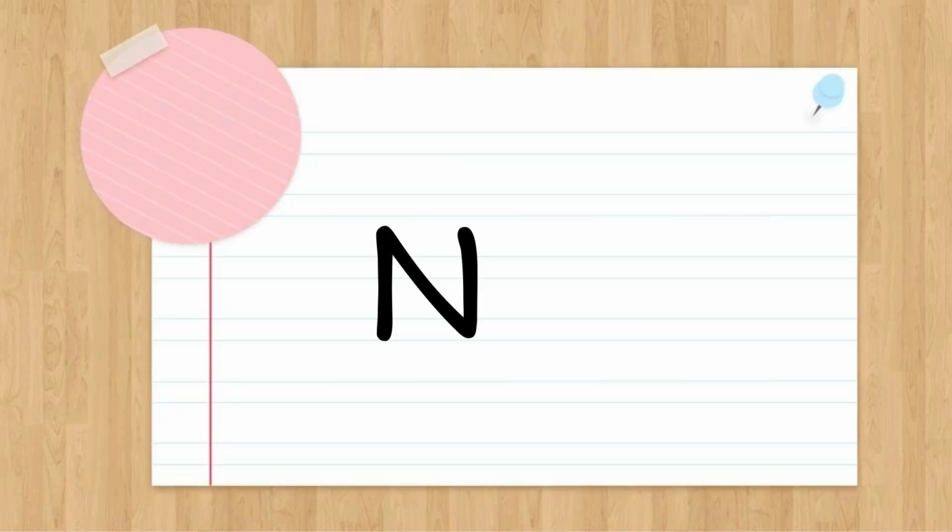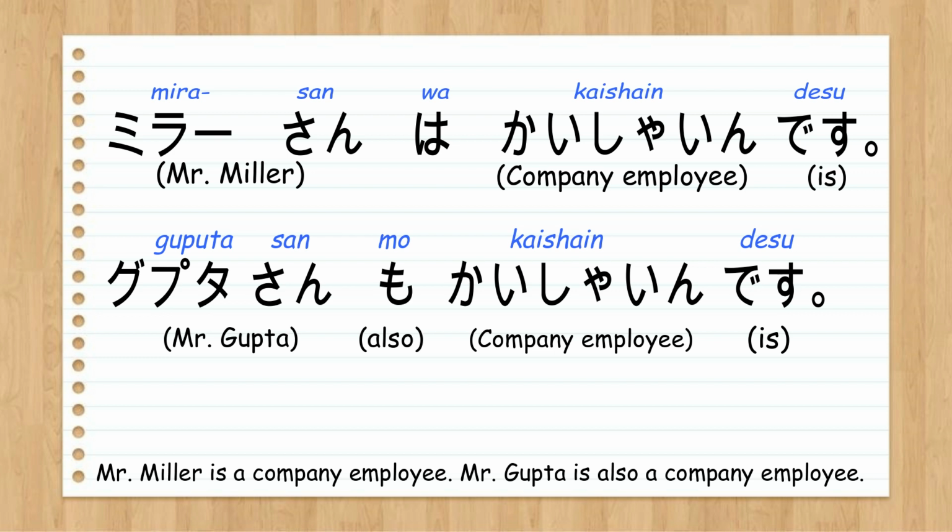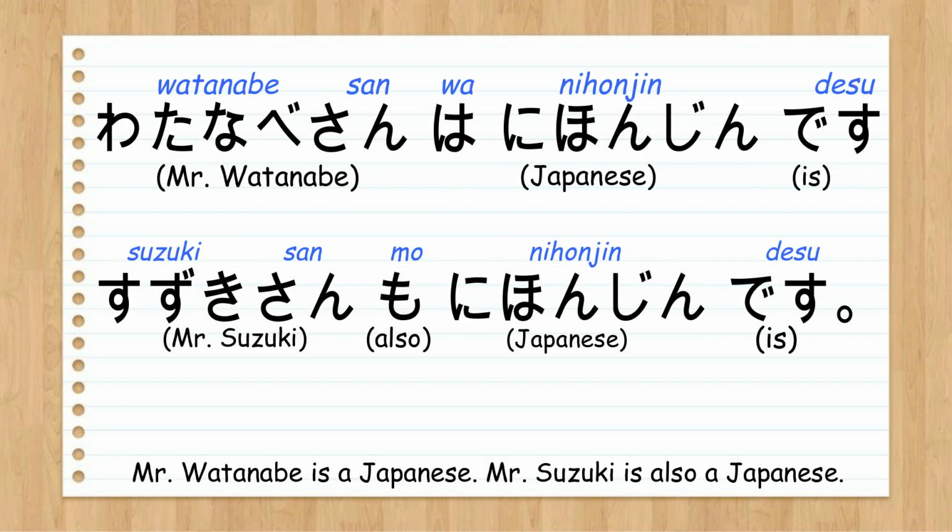Let's move on to our next topic. Noun mo. This is a particle that means also, too, or as well. It is used when the same thing applies as what was stated previously. For example, Mira-san wa kaishain desu. Gupta-san mo kaishain desu. You can notice that on the second sentence, particle mo substitutes the particle wa. Another example is, Watanabe-san wa Nihonjin desu. Suzuki-san mo Nihonjin desu.